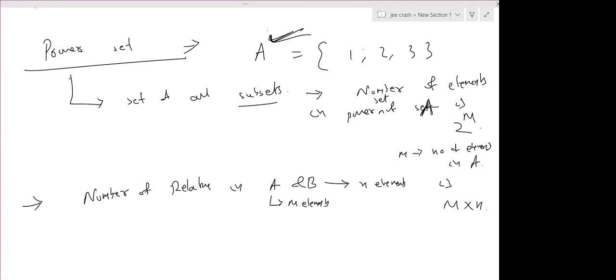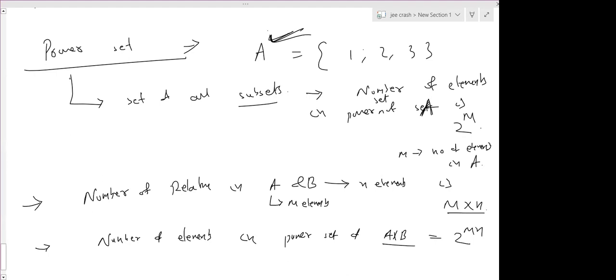All right. And if somebody asks the number of elements in the power set of A cross B, A cross B has m into n elements. So the power set will have 2 to the power mn elements. Is everyone clear about this? What I said?